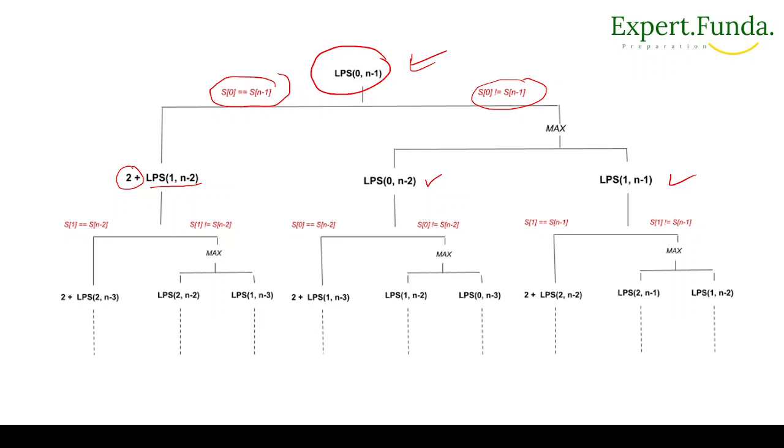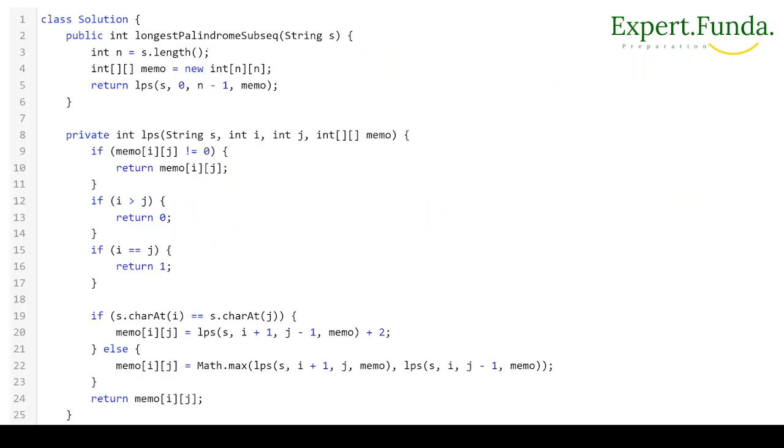the recursive way. In the recursive way, we will move to dynamic programming, so in dynamic programming we will just add a memo. Let's suppose how we are going to do it. First of all, we'll take a memo of size n by n, and this is your i and this is your j. So this is LPS, this is your i, this is your j, and we will pass the memo.